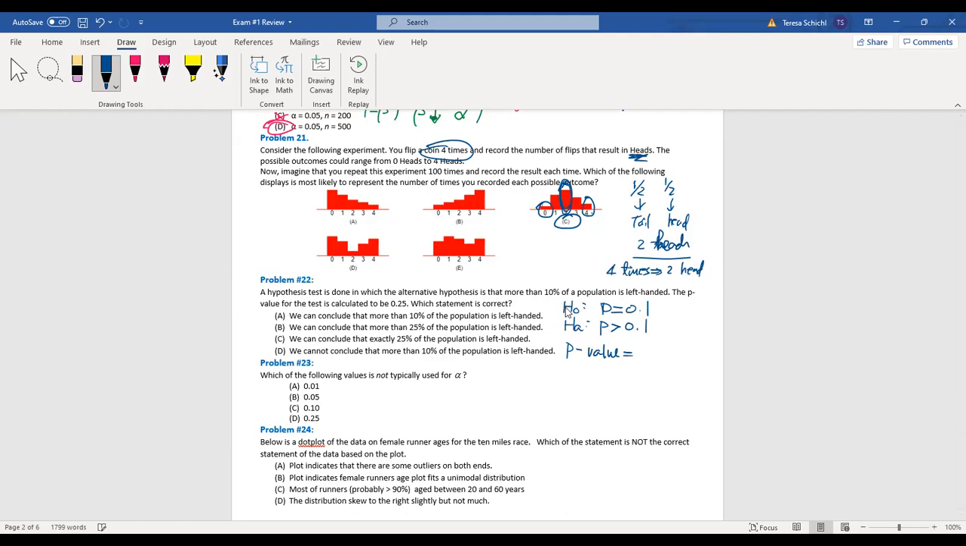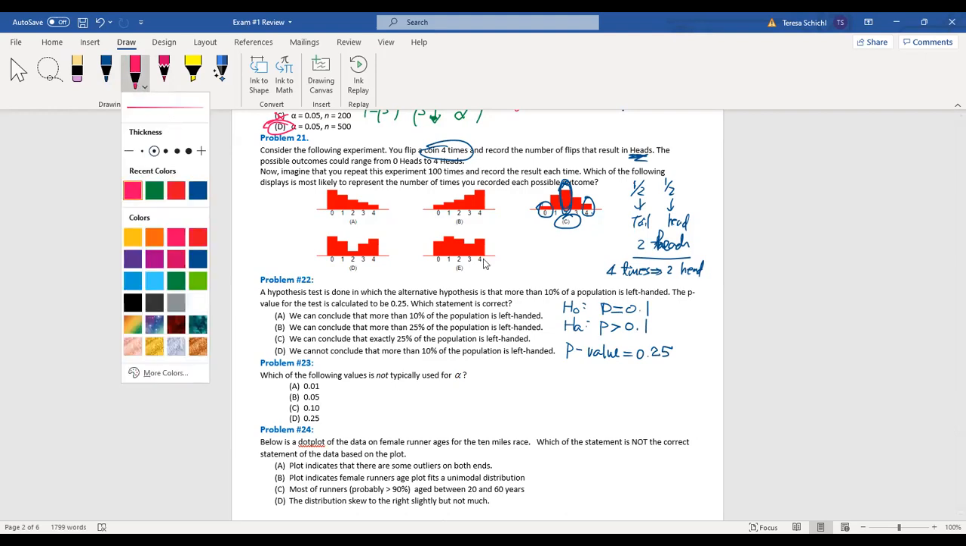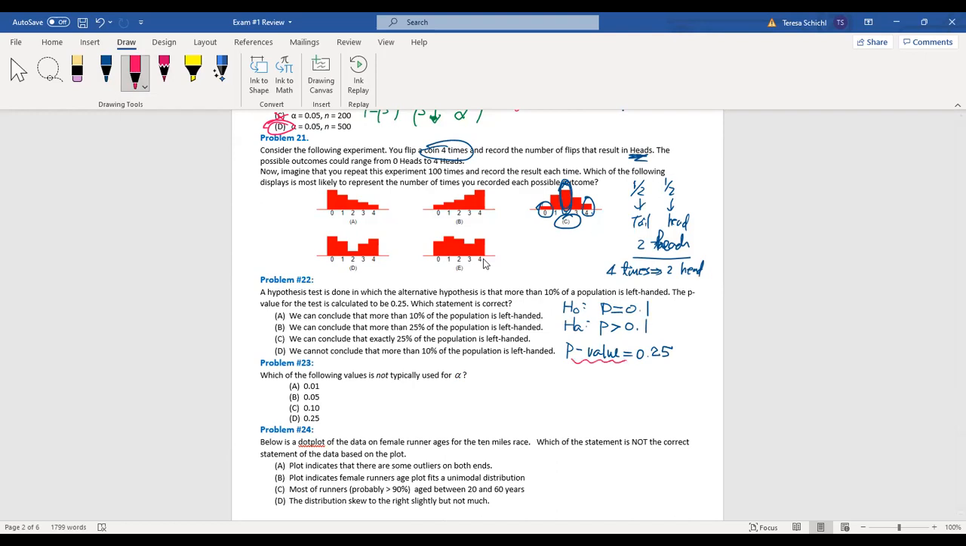The p-value is 0.25. So what do we do here? Because the p-value is pretty big, what do we say here? We fail to what? Reject H0, right? So that means we are stated in here. Let's see what the statements are.